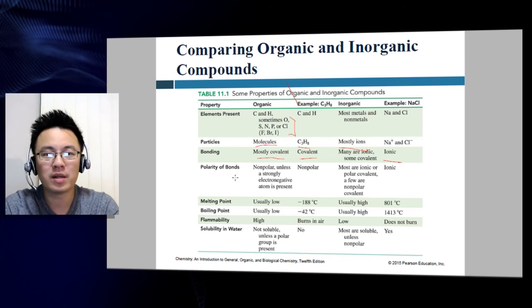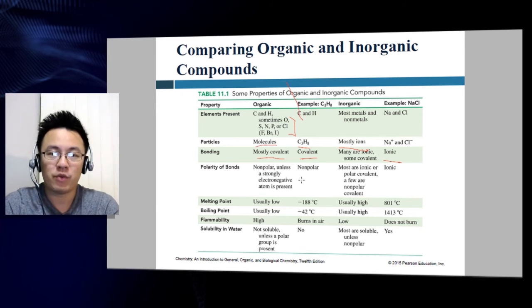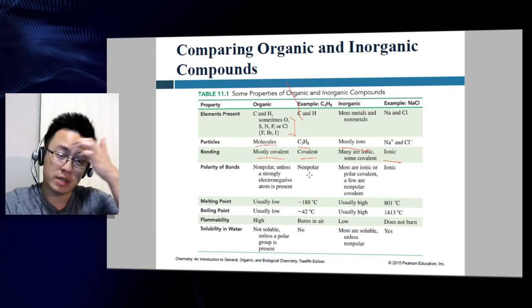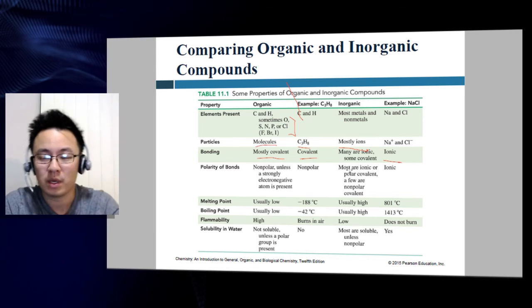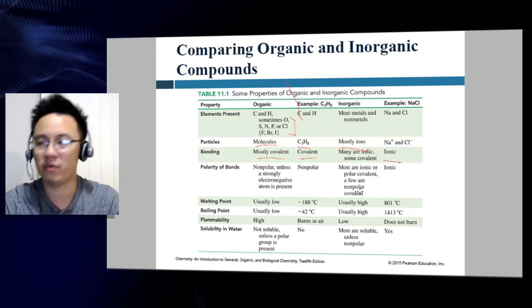The bonds in organic compounds tend to be nonpolar unless strongly electronegative atoms are present, which is strongly indicative of a possible functional group on that molecule. For example, propane right over here is a nonpolar molecule. And then we have sodium chloride, which is ionic, and inorganic compounds contain mostly ionic and polar covalent bonds, although there are a few nonpolar covalent ones there.